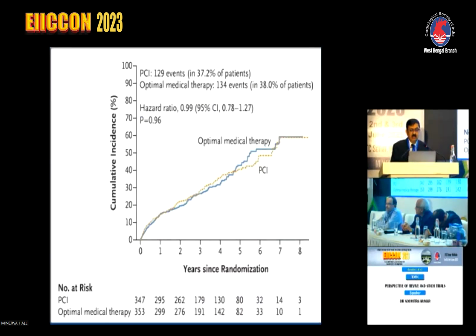But then there was no difference. We had 129 events in the PCI group, 37% of patients, and 134 events in the OMT group, 38% of patients. So there was absolutely no difference in outcomes in the 2 arms, PCI versus OMT.